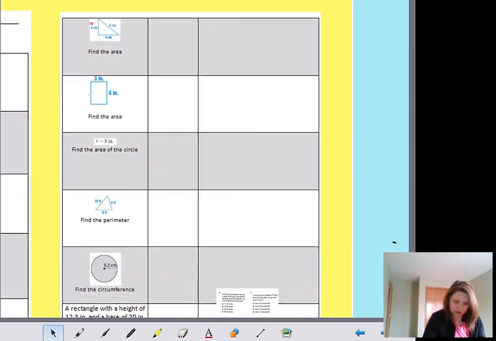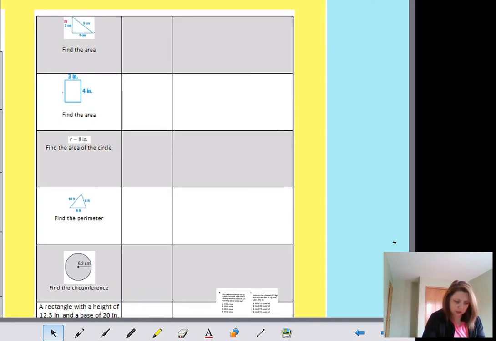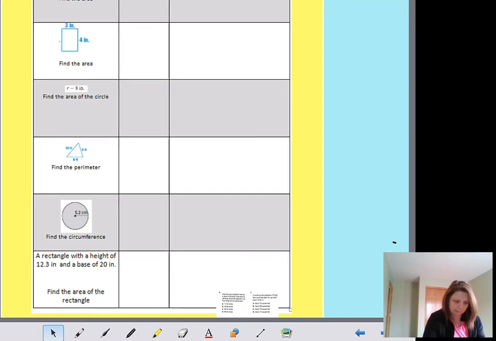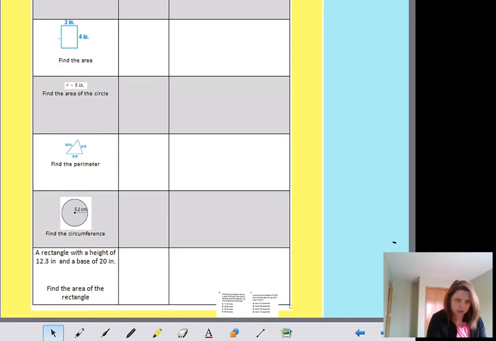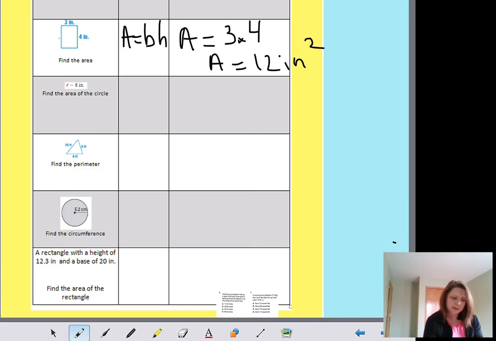So just want to take a look at another example. We already found the area of the triangles. Maybe the area of one of these rectangular shapes. Let's do that. So the area of a rectangular shape will be b times h. So A is equal to b times h here. So for this, the area will be 3 times 4. Our total of 12 inches square will be the area for this example.